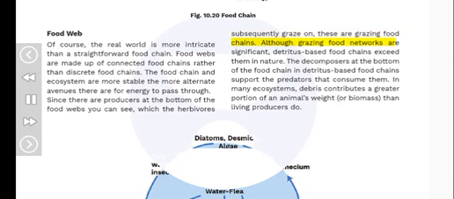Although grazing food networks are significant, detritus-based food chains exceed them in nature. The decomposers at the bottom of detritus-based food chains support the predators that consume them. In many ecosystems, debris contributes a greater portion of an animal's weight or biomass than living producers do.